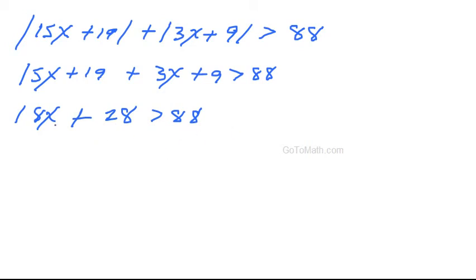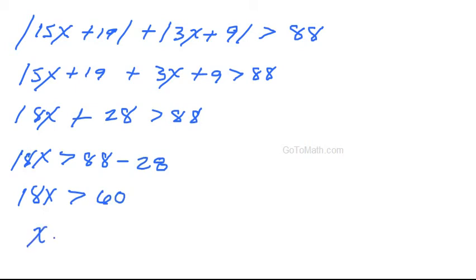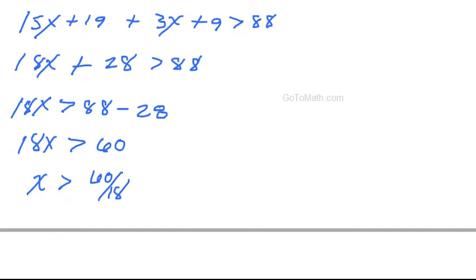Now we're going to take that 28 over to the other side, so minus 28. We got 18x is greater than 88 minus 28, and I know we all know what that is. It seems like we spend most of our time just doing arithmetic. That's 60 over 18, and that's going to reduce down to 10 thirds, so x is greater than 10 thirds.